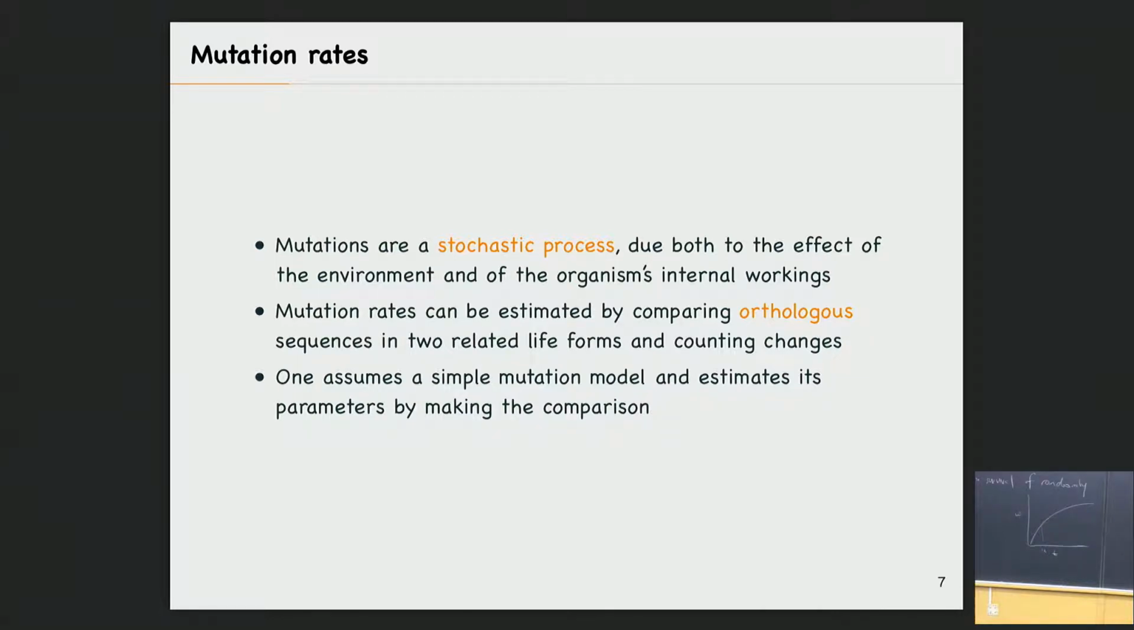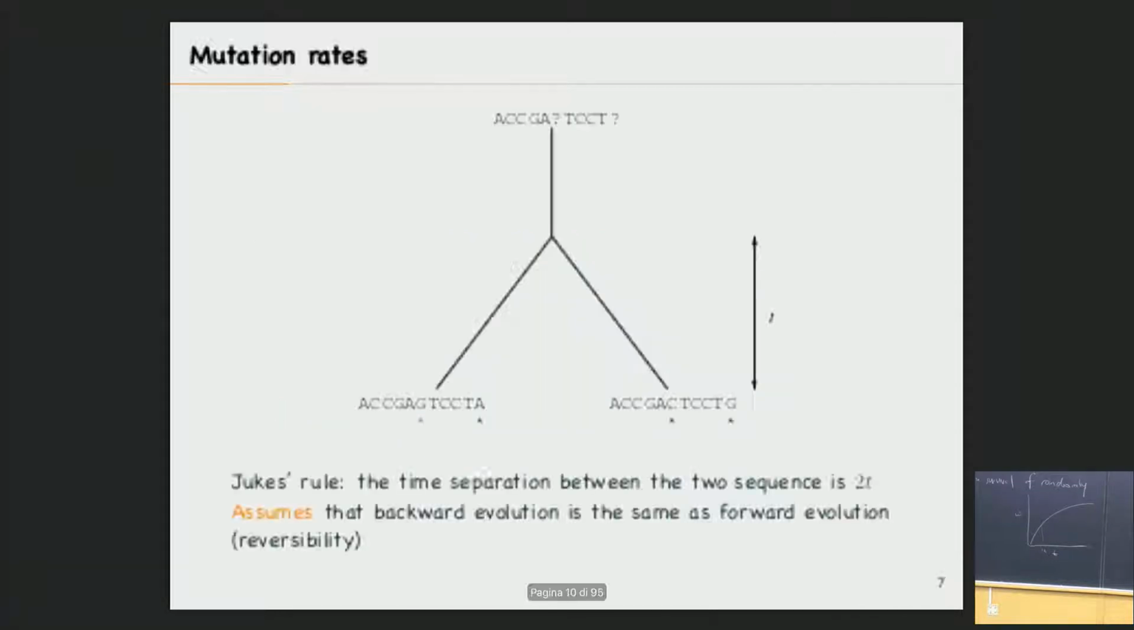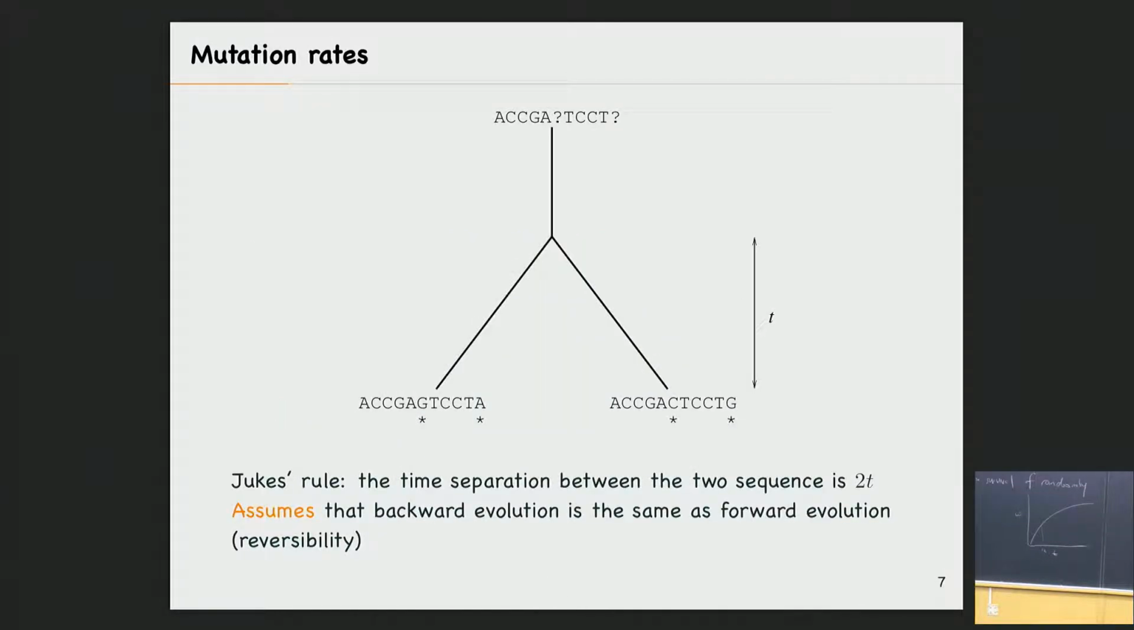And then you try to guess how long ago this common ancestor existed, and then you can estimate the number of changes that have occurred between one and the other and the common ancestor. So this is what you are going to do, something like that. You have 2 life forms in which you have a comparable sequence in the DNA. One is this sequence here, and then this other one is very similar, but a little bit different.